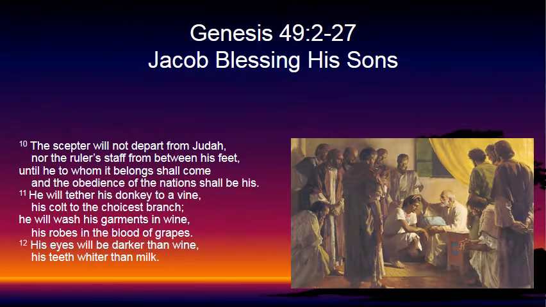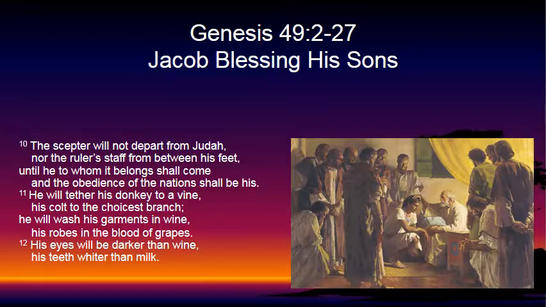Genesis 49, a long passage here, verses 2 through 27, where Jacob is giving blessings to his sons. And we're not going to look at all of that, but just a few verses here on the blessing to Judah. So notice verse 10, the scepter will not depart from Judah, nor the ruler's staff from between his feet. Same thing. There's not two deals here. Well, he's got a scepter and a ruler's staff. No, the scepter is the ruler's staff.